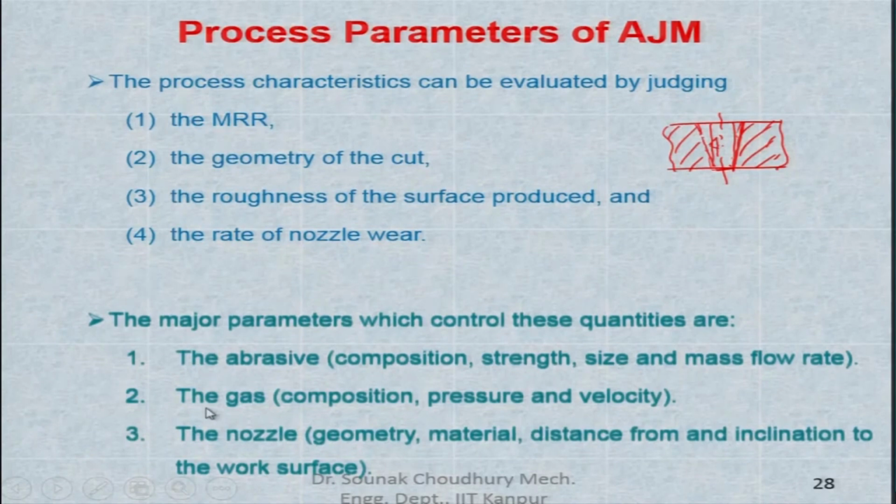Now, the gas has the composition, pressure, velocity. This can be regulated; pressure and velocity are normally regulated. The nozzle: that is the geometry of the nozzle, what is the material, and the distance from and inclination to the work surface, the stand-off distance, and at which angle the nozzle has to be directed. So, these are the major parameters that will control the quality, how the machining goes, for example, as I said, drilling a hole, how well that hole is drilled.